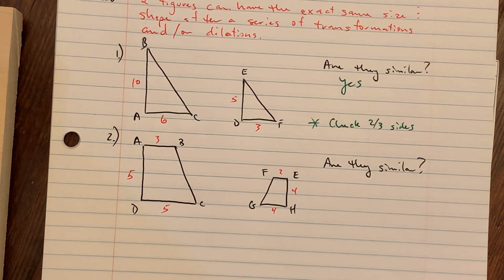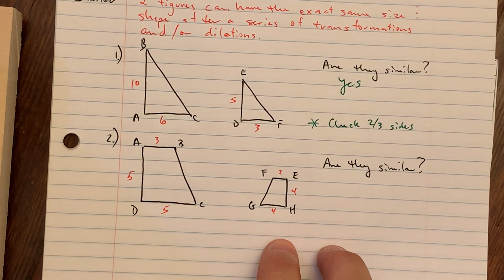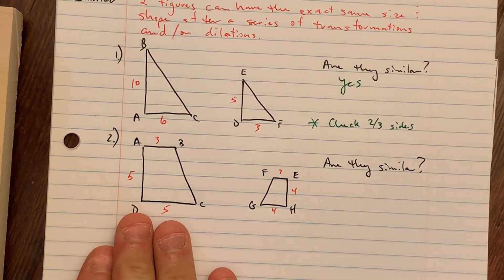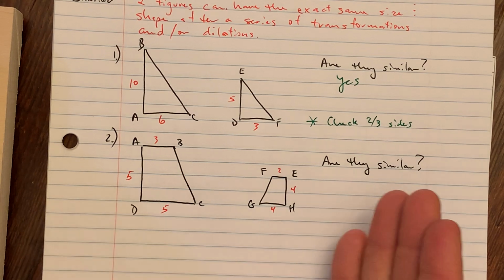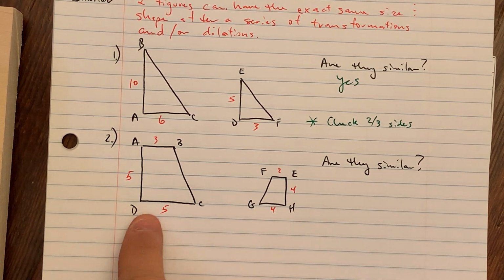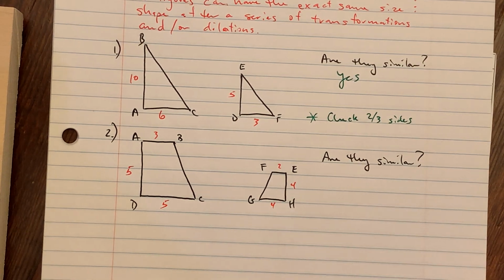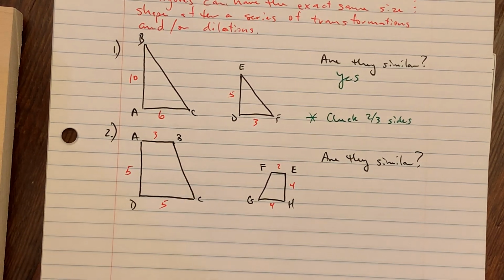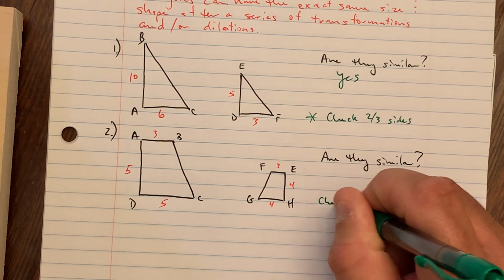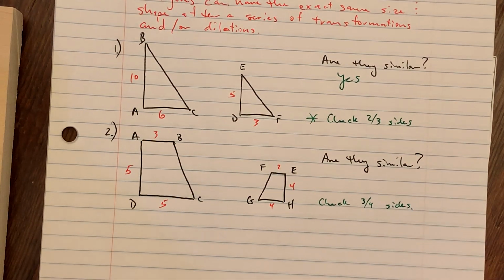Now we're going to see if I can shrink this one down to get over here. Obviously, the first thing I'd have to do is reflect it and flip it over so they'd be facing the same direction. It doesn't really matter if I'm going from here to here or here to here. The first one, we had to check 2 out of the 3 sides. This one is a 4-sided figure, so we need to check 3 out of the 4 sides, just to be sure.